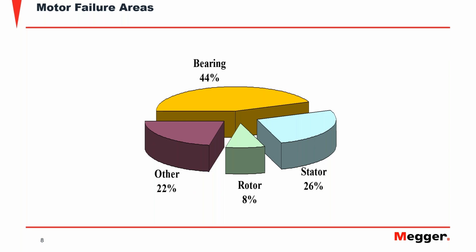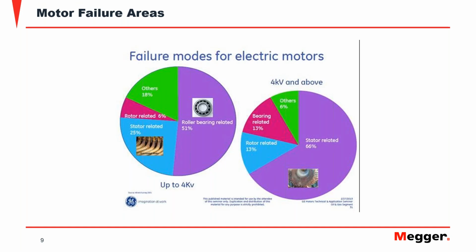But the most important thing is that we have a quarter of the failures of the machines that come down to the stator, and about 10% of the failures in the machines that come down to the rotor. If we divide by the voltage level, when we talk about machines below 4 kV, the numbers are very similar to the ones that I presented on the previous slide.